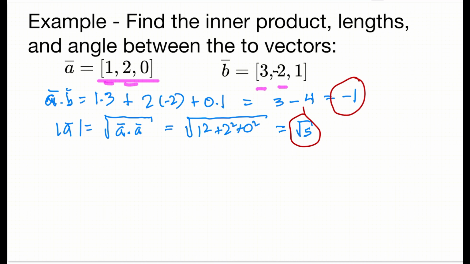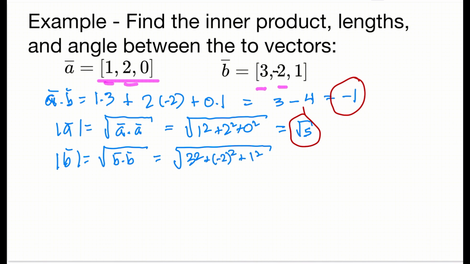Now let's calculate the length of the B vector. B is equal to the square root of B dotted with itself. In this case, we have 3 squared plus minus 2, quantity squared, plus 1 squared. So that's 9 plus 4, because the minus 2 squared is plus 4, plus 1. So that's equal to the root of 14. So there is going to be the length of our B vector.